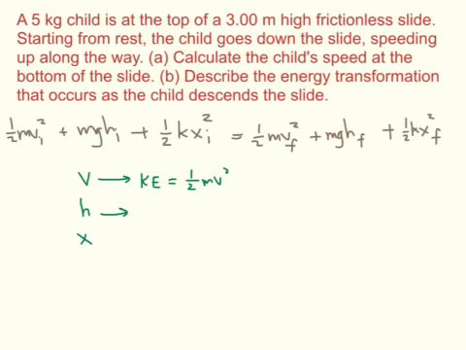Whenever there is an object with a height above a zero level, you have potential energy, and it's gravitational potential energy. So mgh is the formula. Whenever you have compression, there's elastic potential energy, and the formula for that is 1/2 kx squared.